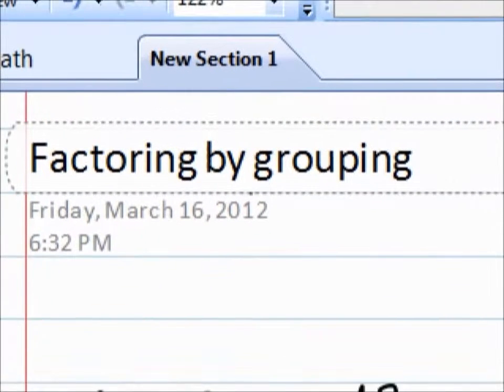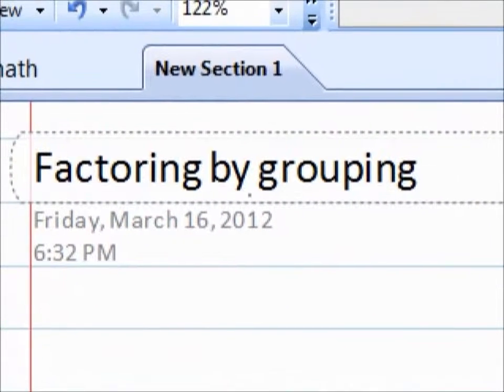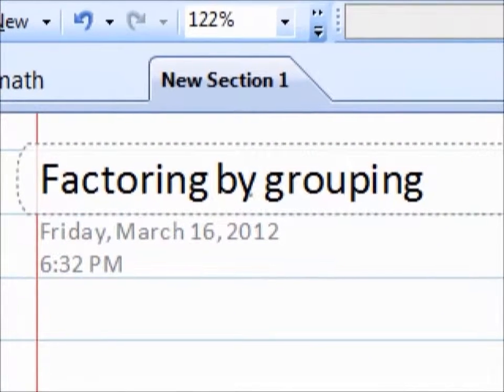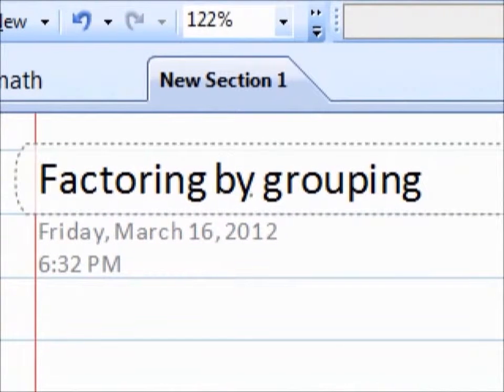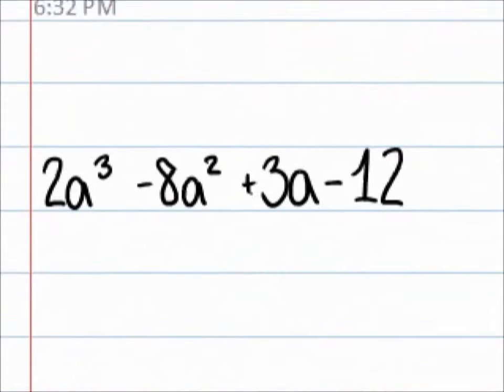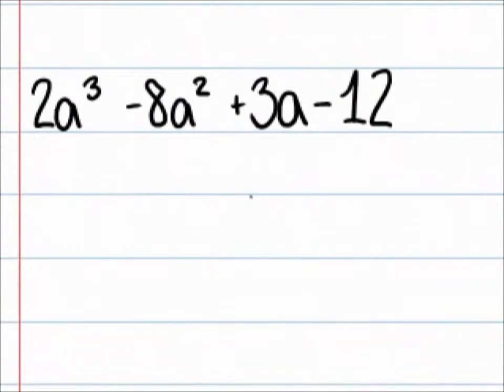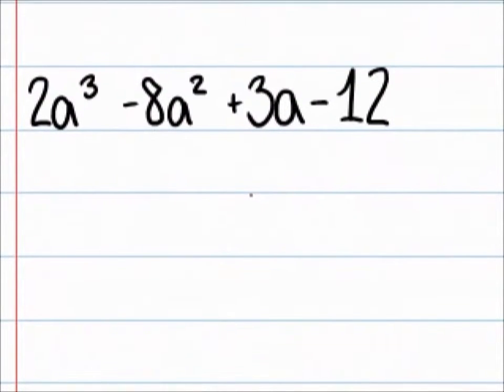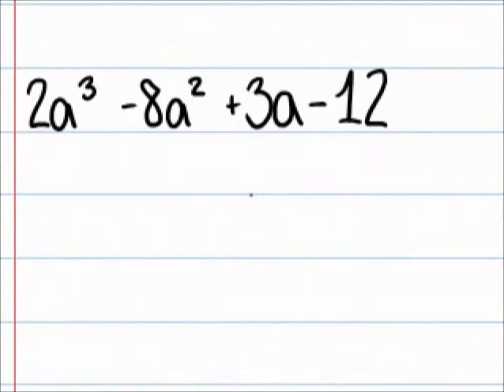Hi, this is going to be about factoring by grouping. We use this when we have to factor 4 or more terms. So let's look at this example: 2a cubed minus 8a squared plus 3a minus 12.